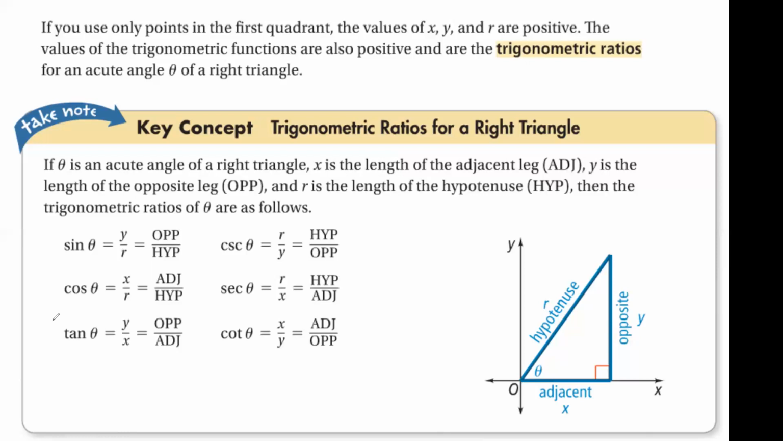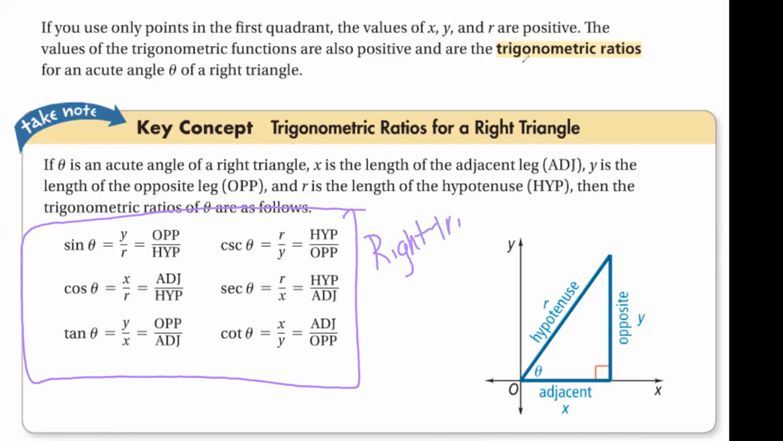So I will repeat. These trigonometric ratios work only in a right triangle, and the angle theta must be an acute angle. Acute angle means between 0 and 90.